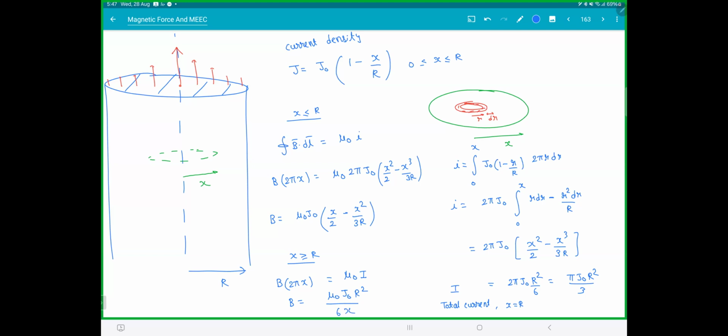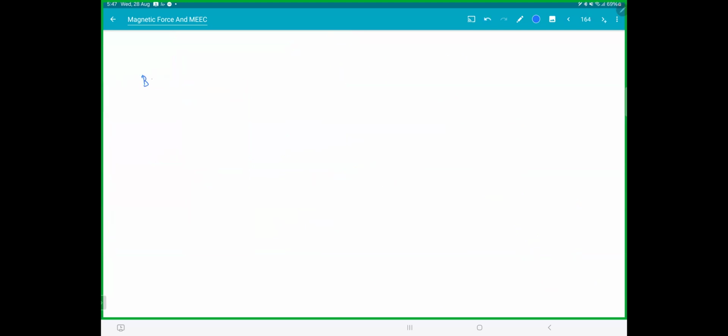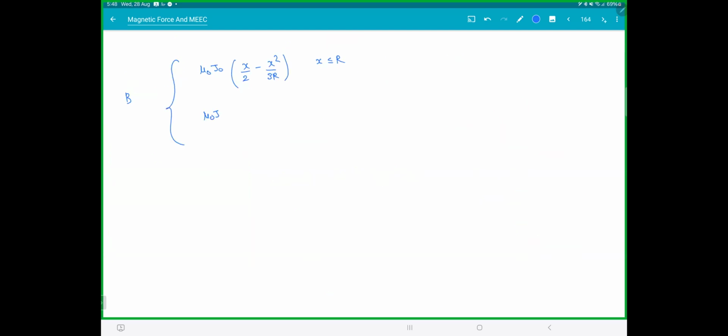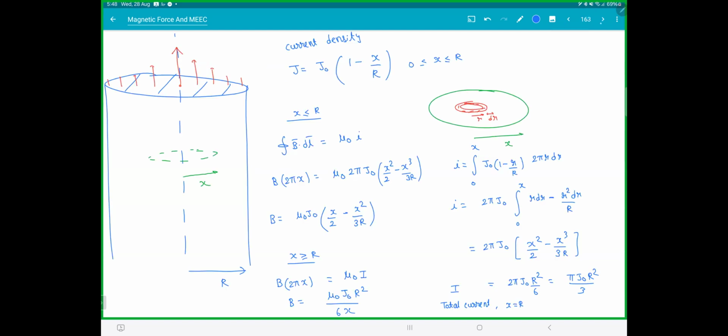Clear with this? So let me write down the final result here. The magnetic field would be mu naught J naught, x by 2 minus x squared by 3R for x less than or equal to R, and outside is mu naught J naught R squared by 6x for x greater than or equal to R. Do look at the steps. Now you just need to plot the graph for this.